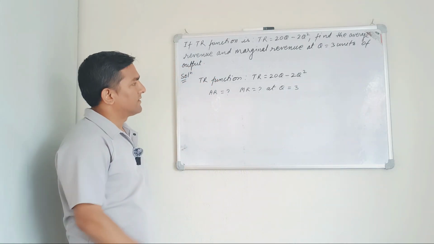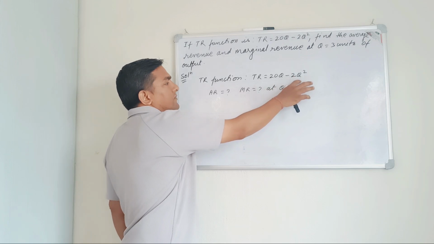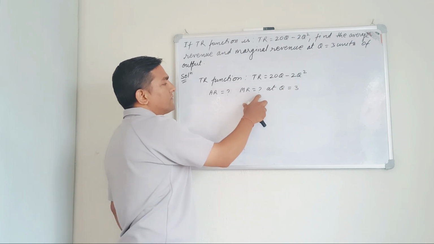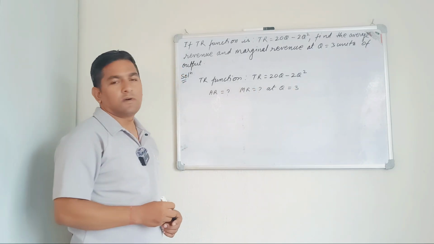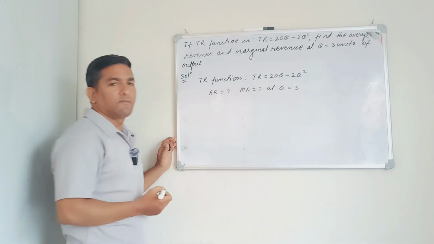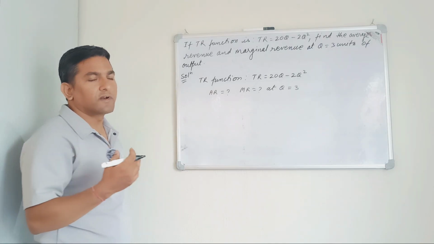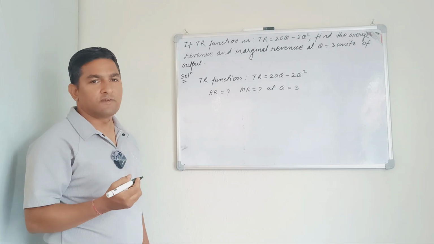And it is given. So first of all, we have to write given as TR function TR equals to 20Q minus 2Q square, and we have to find out average revenue AR and MR at Q equals to 3. So to find out the average revenue is equals to TR upon Q. That is, when total revenue is divided by the output, then the result we obtain is called the average revenue.